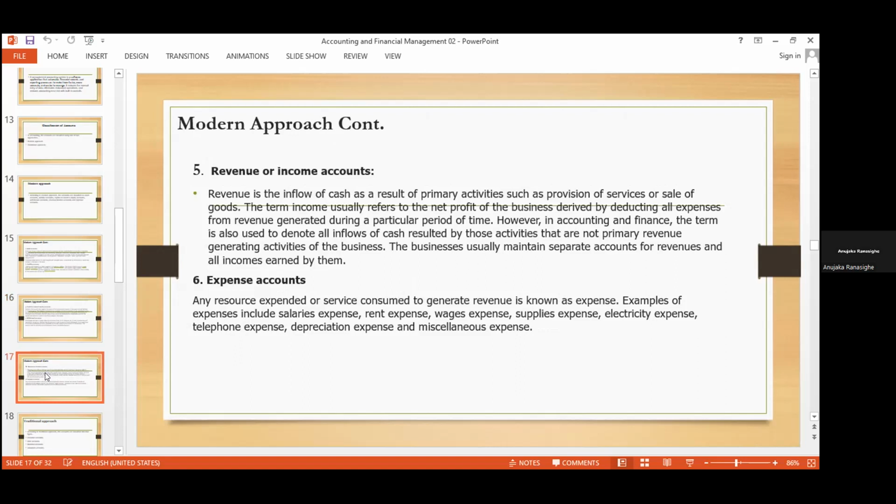The last one of the modern approach system is revenue or income accounts. All the revenues and incomes are entered in this account. Revenue and income separate accounts are prepared on the modern approach system. All the revenues and incomes transactions are entered to this account.